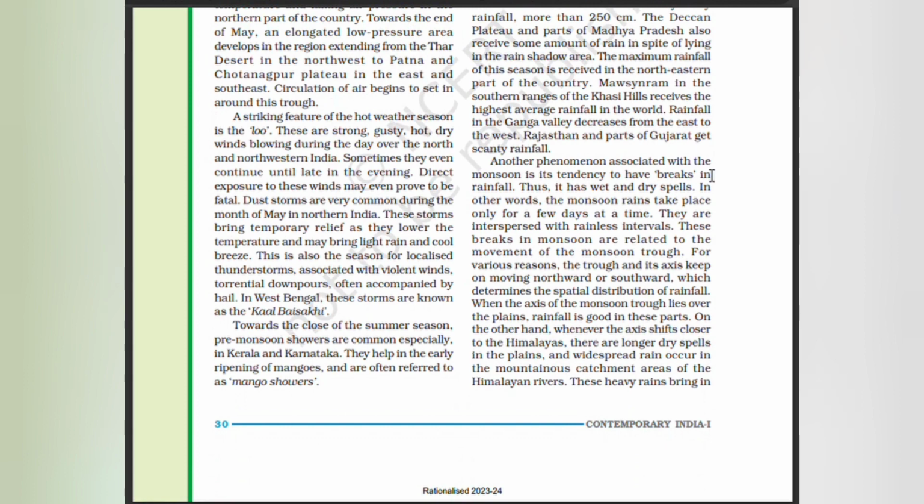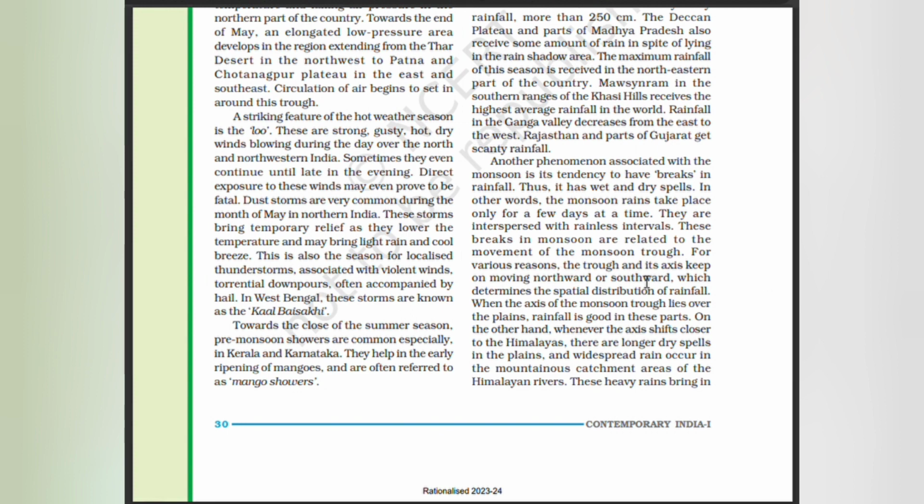Another phenomenon associated with the monsoon is its tendency to have breaks in rainfall. Thus, it has wet and dry spells. In other words, the monsoon rains take place only for a few days at a time. They are interspersed with rainless intervals. These breaks in monsoon are related to the movement of the monsoon trough.